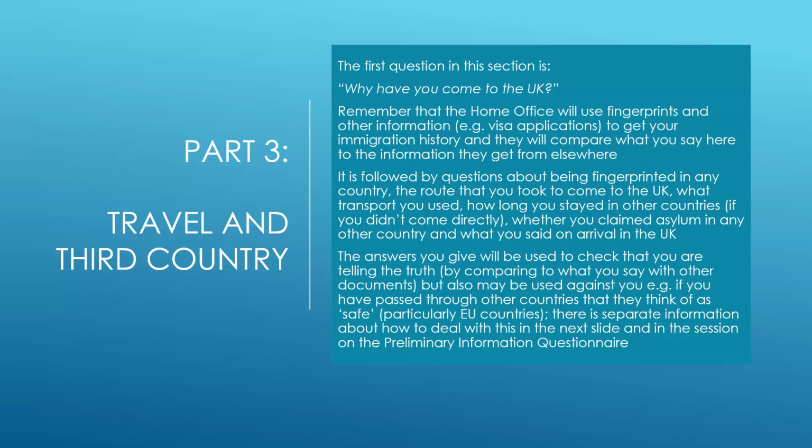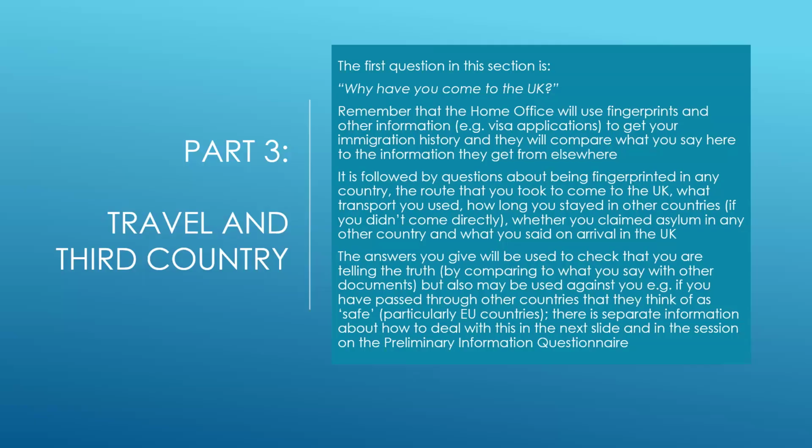Now, remember, the Home Office will use fingerprints and other information such as visa applications to get what we call your immigration history. And they will compare what you say in this section of the interview to the information they get from elsewhere. If, for example, and this won't necessarily come up in this interview, but if, for example, they say, have you ever applied for a visa to another country, and you don't tell them that you have, and they later find out that you applied, possibly using a different identity, for a visa to the USA, then they will hold it against you that you didn't give that information at this stage.